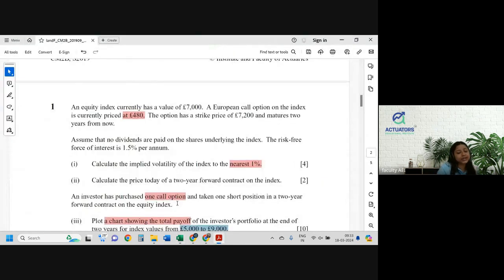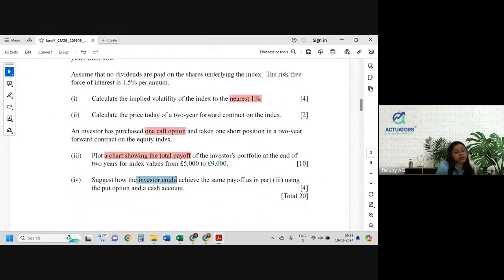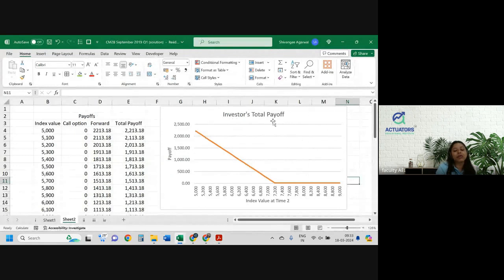Okay, let's read the next last part, which is suggest how the investor could achieve the same payoff as you saw here using put option and a cash account. Can anyone tell me? Same payoff but using put, and so it's like acting as a put call parity. So any one of you just unmute, tell me what is put call parity and then how we can achieve the same using a cash and put. This is a 4 marks. You cannot afford to lose 4 marks over here. Tell me.